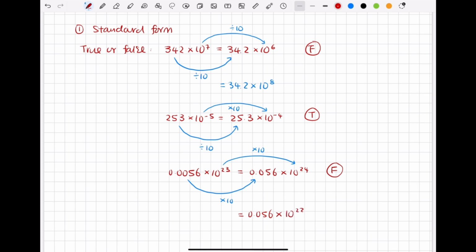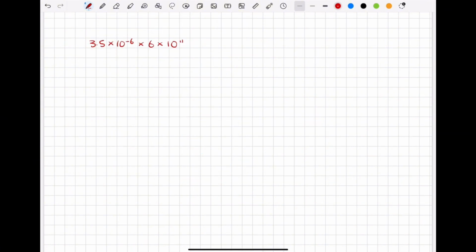What we need to also be able to do is to multiply, divide, add, and subtract two numbers that are in their standard form. So what we are going to do here is to look at the multiplication first. 3.5 times 10 to the negative 6 times 6 times 10 to the 11. Because multiplication is commutative, what we can do is to write this multiplication as 3.5 times 6 times 10 to the negative 6 times 10 to the 11.